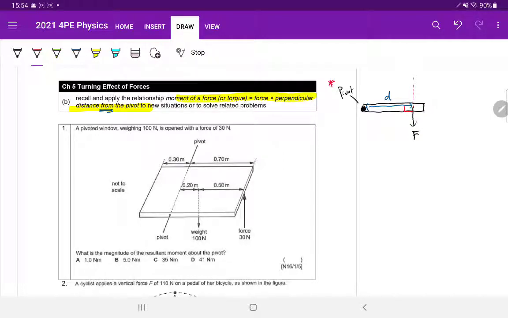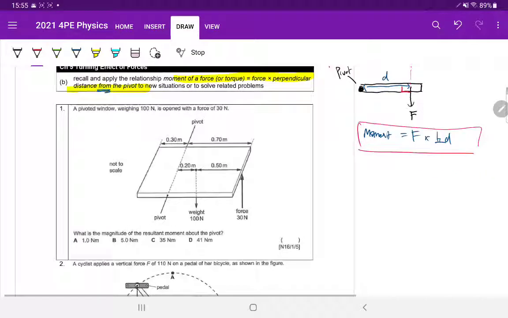So to find the moment, it is force times distance, right? Again, this formula tells us a story. It tells us that the moment depends on two things: force times perpendicular distance. A larger force will cause a larger turning effect or a larger moment, and the further away the force is from the pivot, the larger the turning effect as well. This is the story that this formula tells, which we're going to use to figure out these questions.